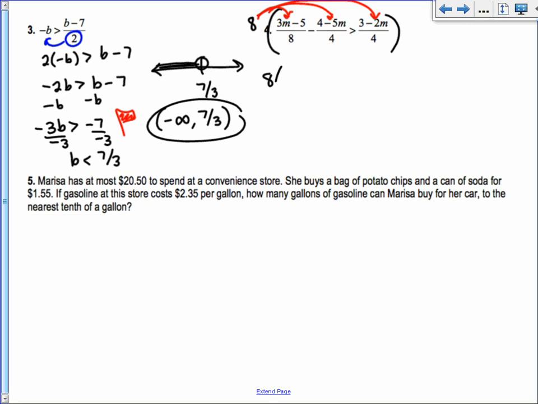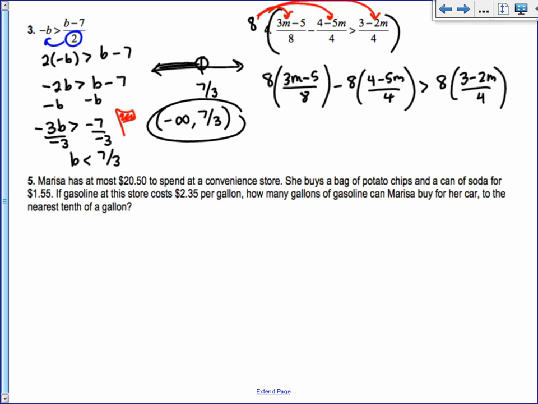So I'm going to have 8 times (3m minus 5) over 8, minus 8 times (4 minus 5m) over 4. Notice how I left the negative on the outside. And it's greater than 8 times (3 minus 2m) over 4. Okay, so I'm writing that step where I multiply the 8 into everything. I just want you to see this step.